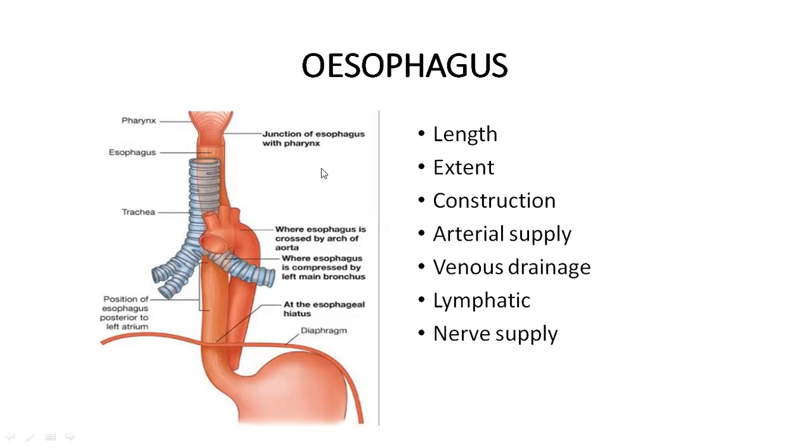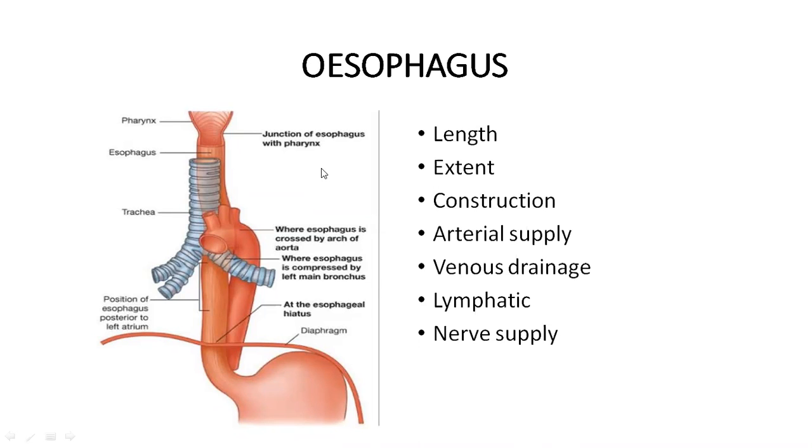It is by the diaphragm. Okay, and 3 arteries, 3 veins, 3 lymphatic groups. Arteries: inferior thyroid artery, esophageal branch of the aorta, esophageal branch of the left gastric artery. Then venous drainage: brachiocephalic vein, azygos vein, left gastric vein. And then lymphatics: deep cervical nodes, posterior mediastinal nodes, left gastric nodes. And the nerve supply is the recurrent laryngeal nerve and esophageal plexus.